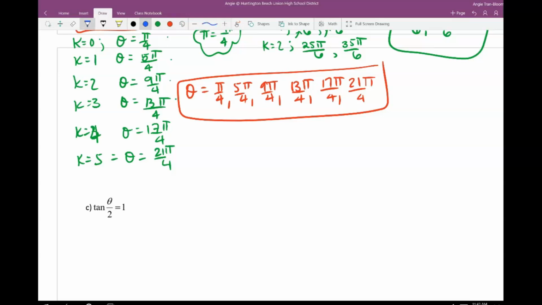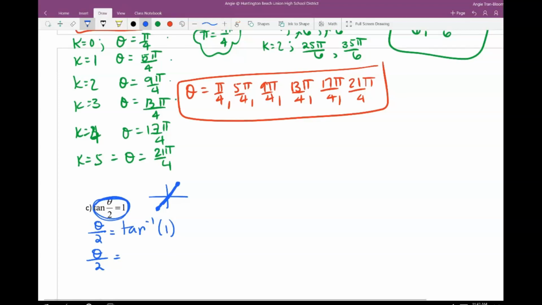Tangent of theta divided by 2 equals 1. So similarly, I'm going to compose with tangent inverse, okay? Remember, the original is normal trig, no restriction. Tangent is positive in quadrants 1 and 3, right? So the question is, theta divided by 2 is what? What angle in quadrant 1 is going to give me a tangent of 1?